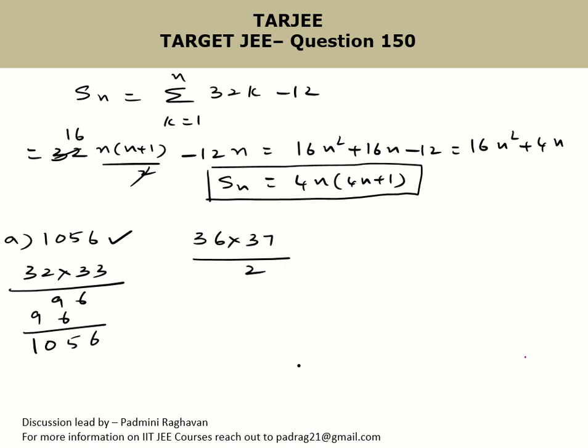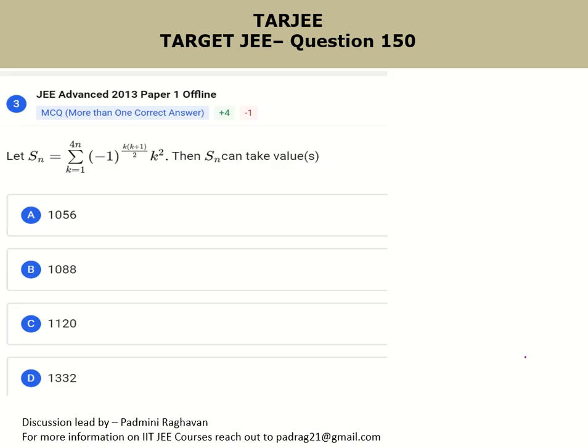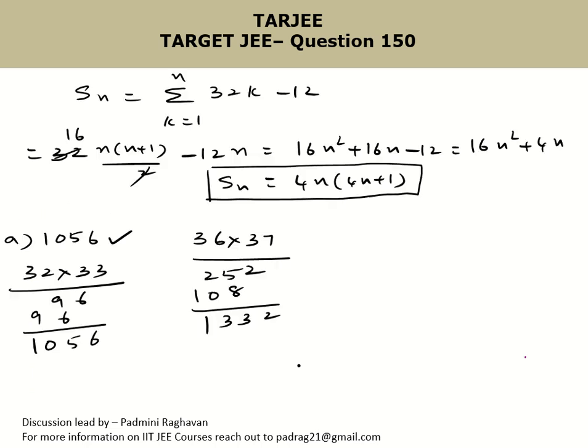7 6 are 42, 4 7 3s are 21, 25, 6 3s are 18, 1 3 3s are 9 plus 1 10, 2 13, 3, 1332. Let's check if 1332 is an option. Yes. So 1332 is an option. 1056 and 1332 are the only sums which can be expressed as a multiple of 4 into 1 more than a multiple of 4, and that is how your Sn should look. So the options are option A and option D. So it's a more than one option correct type.